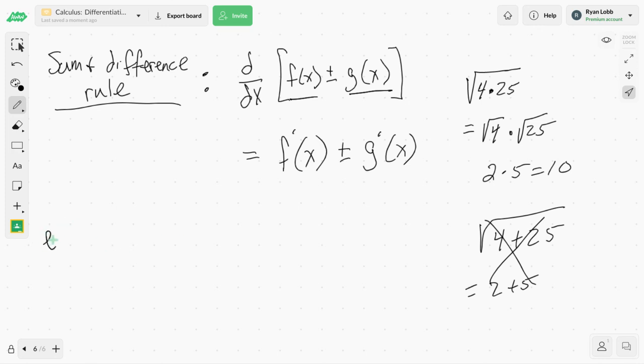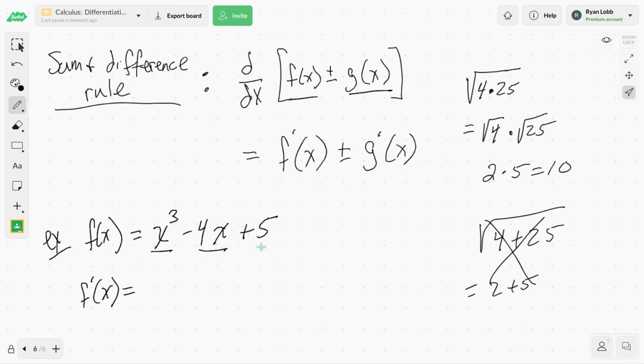Where that pops up initially for us is in situations where we had f of x equals x cubed minus 4x plus 5. What's f prime of x? Function of x minus a function of x plus a function of x. So we don't have to do anything really fancy here. We just individually take the derivative of x cubed: 3x squared.